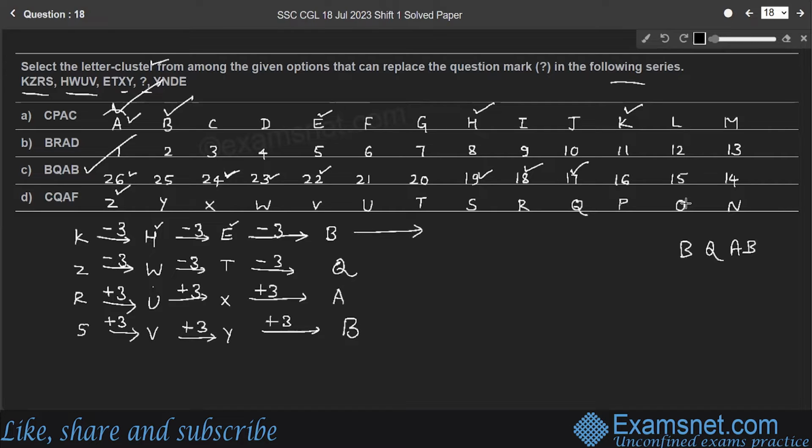You can verify this answer by taking the last cluster. In that, the rule is first letter minus 3. B minus 1 is A, minus 2 is Z, minus 3 is Y, right? So, Q minus 3. Q is 17, minus 3 is 14, which is nothing but N. So, A plus 3 is D, whereas B plus 3 is E. Therefore, the answer is verified. So, YNDE is the last cluster, right? Therefore, option C is the right answer.